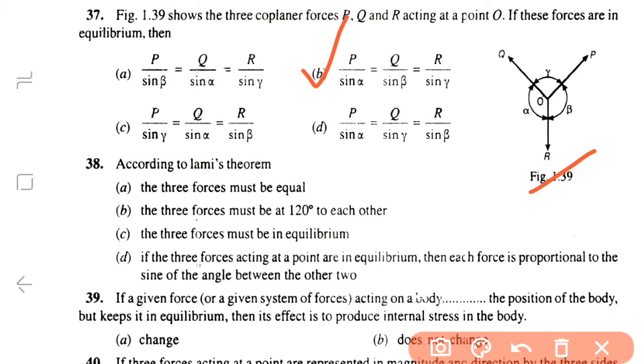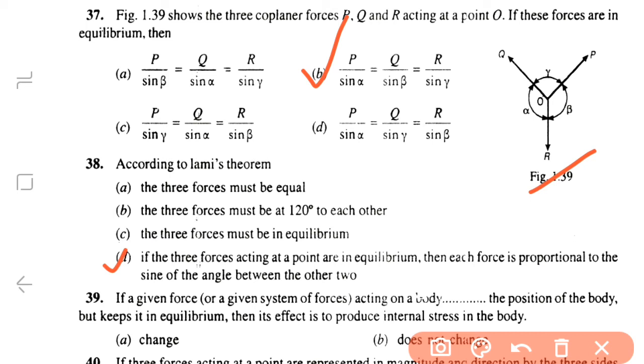Now friends, next is according to Lami's theorem. Here friends, these are the options, and here correct option for this question is option D. That is friends, here according to Lami's theorem, if the three forces acting at a point are in equilibrium, then each force is proportional to the sine of angle between the other two.